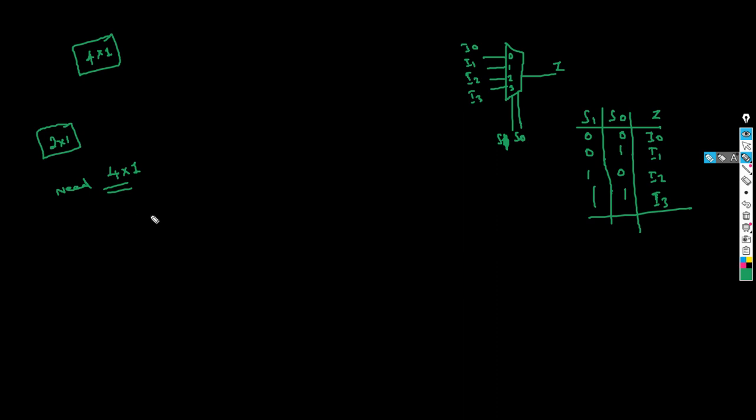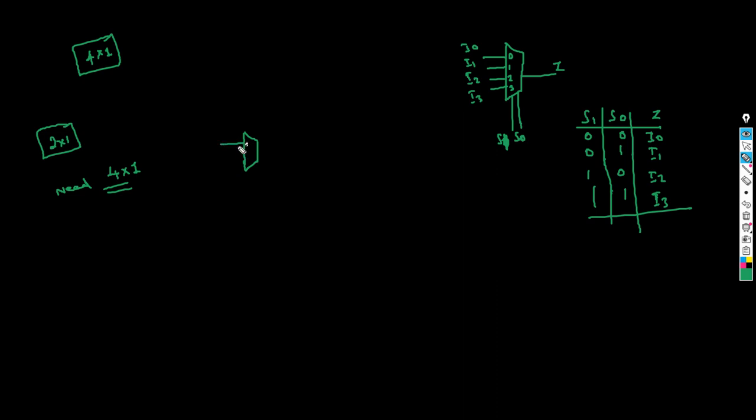By using three 2x1 mux. Okay, how? Out of the 4 inputs, for the 2x1 mux, 2 inputs are for one mux, and another 2 inputs are for another mux.